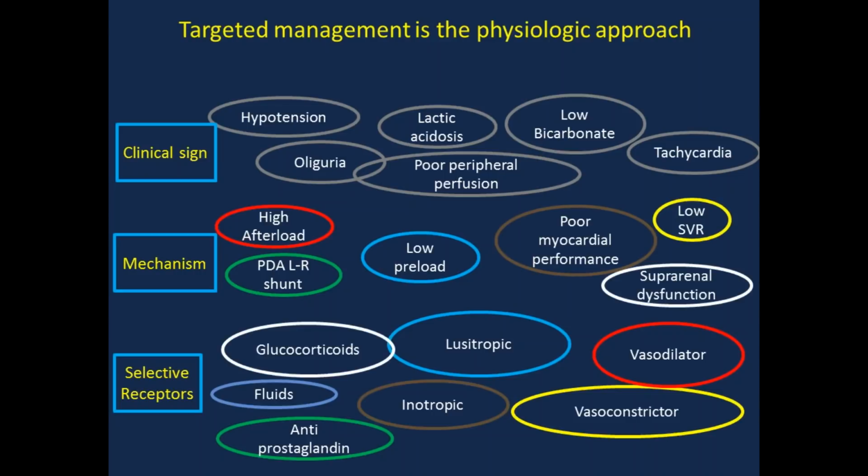If you have indication or parameter that reflecting suprarenal dysfunction, either low random cortisol level or suprarenal stimulation test, then you may need to give dexamethasone or steroids to improve that.